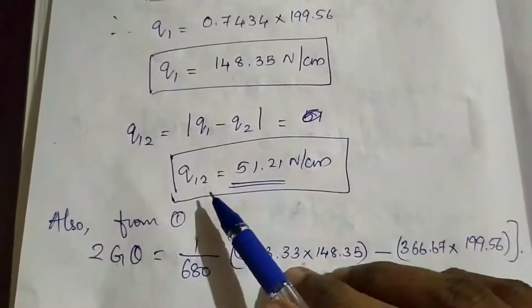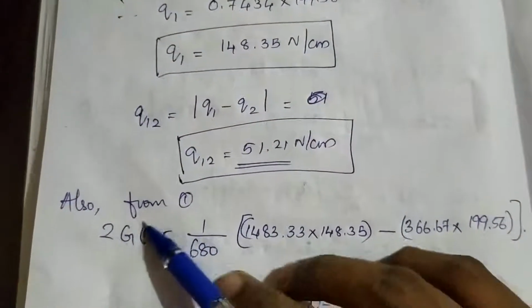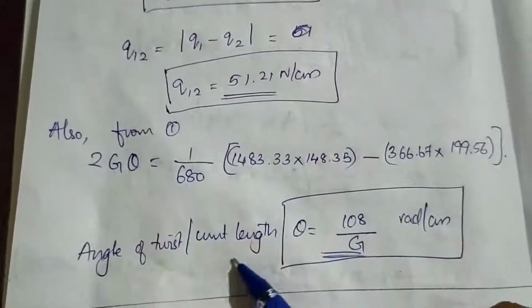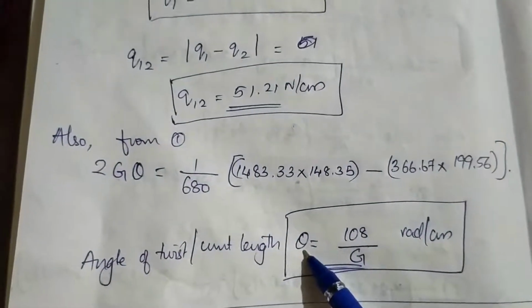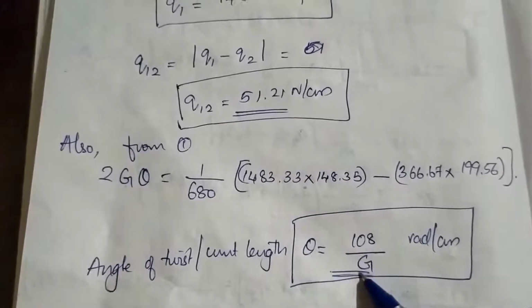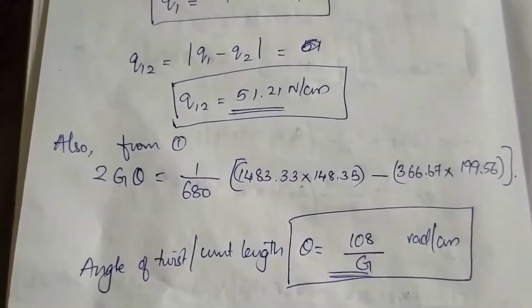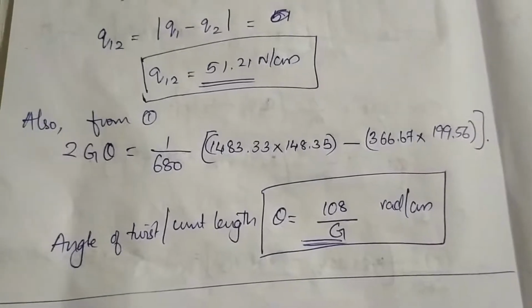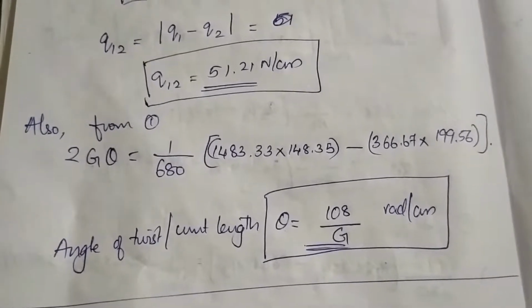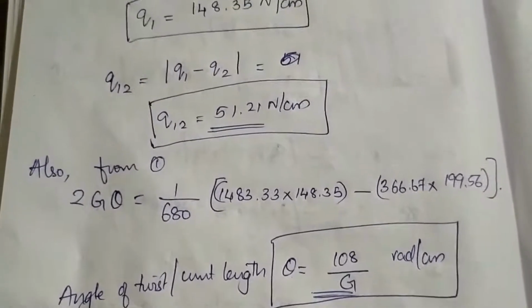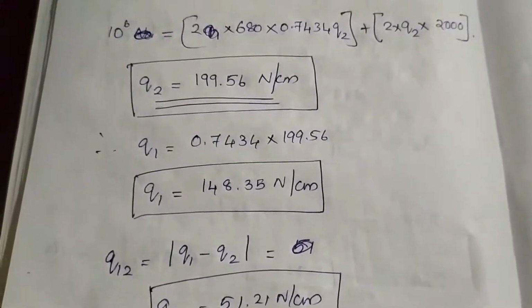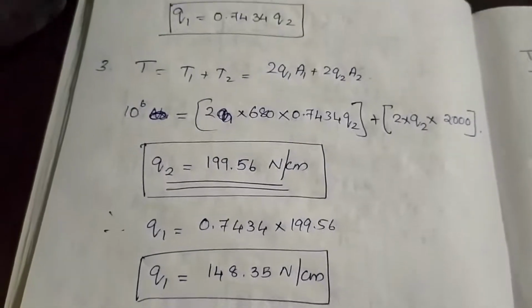And if you need to find the value, substitute in any of these equations for 2G theta, and you will get the angle of twist per unit length as theta is equal to 108 by G radian per centimeter. Okay, I hope this session is clear for you. There are not many confusions in this. This is very easy and a frequently asked question from university. Okay, thank you.